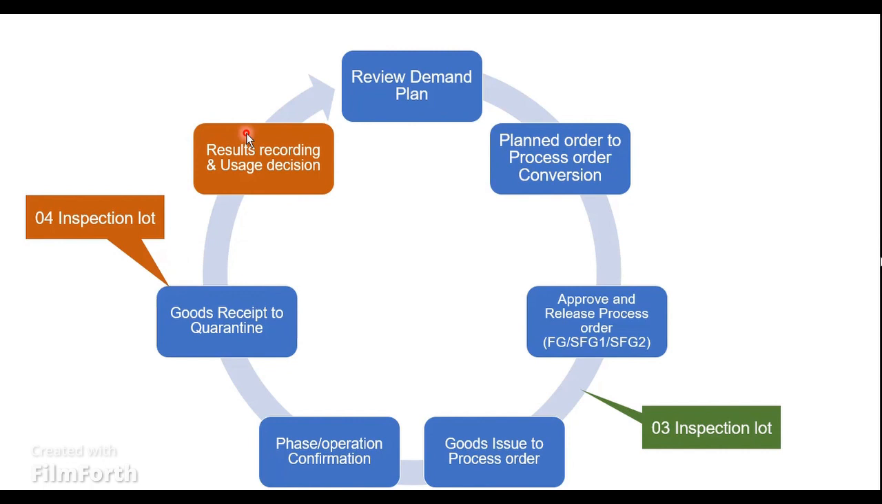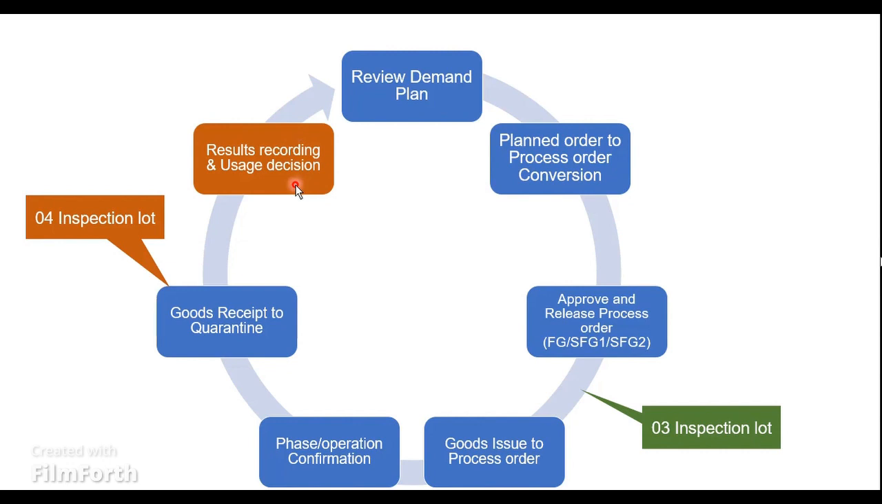Once we have the lot created, the next step is to perform the result recording on those characteristics that we have predefined in the inspection plan against that particular material. And once the characteristics have been evaluated and we find that all of them are within the specified range or within the tolerance limit, then we go with the next process, the usage decision.